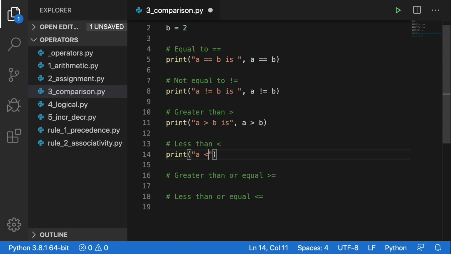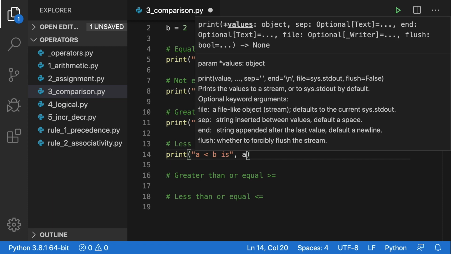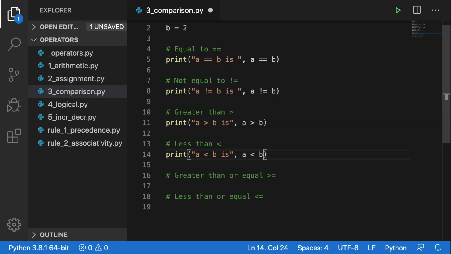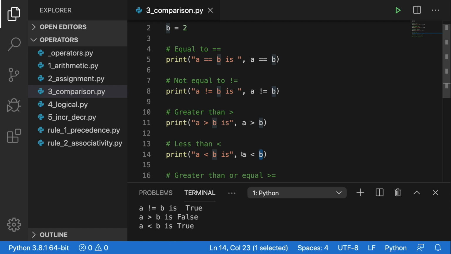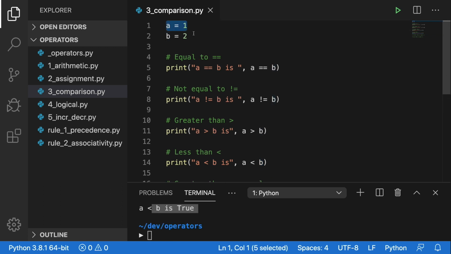So we will check whether A is less than B. Less than checks if the value on the left is less than the value on the right. True if left operand is less than the right operand. The result is true because A is less than B.